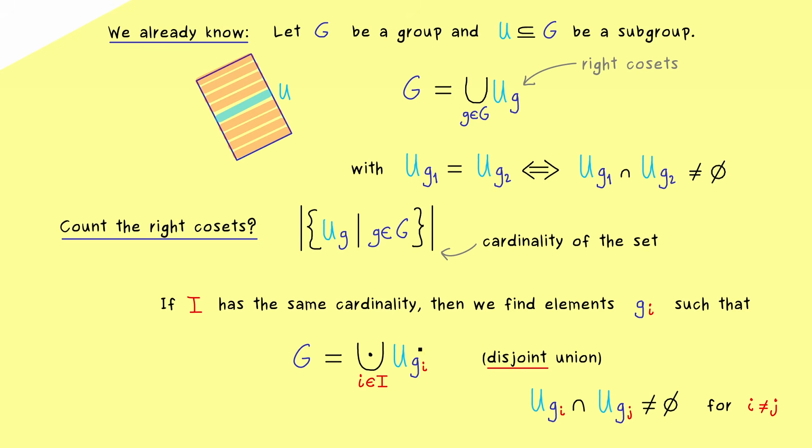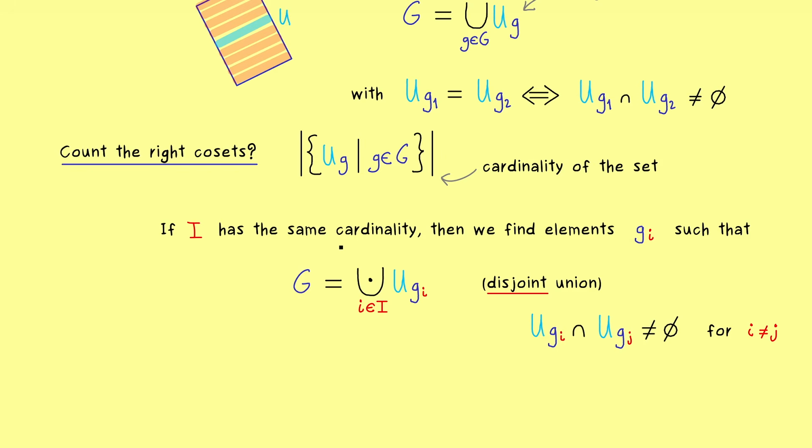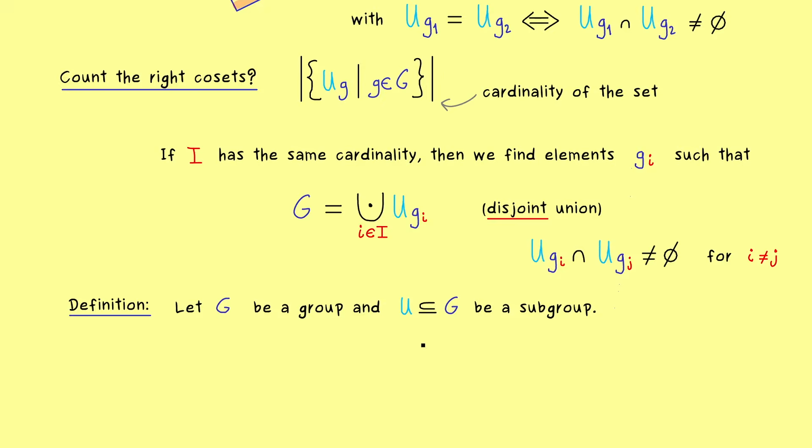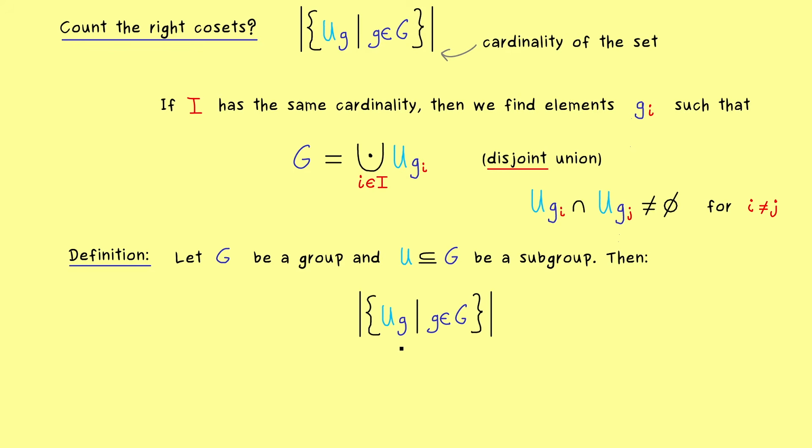Okay, and now since we have this nice decomposition for any group G, this cardinality here gets a special name. This is an important definition and I can already tell you it's called the index. So any subgroup U has an index in the surrounding group G. So for the definition as before, we just take all the right cosets and count them. And then we simply call this cardinality the index of U in G.